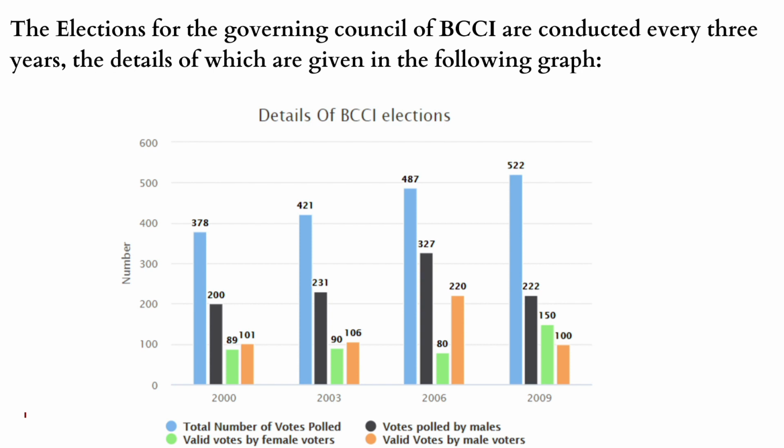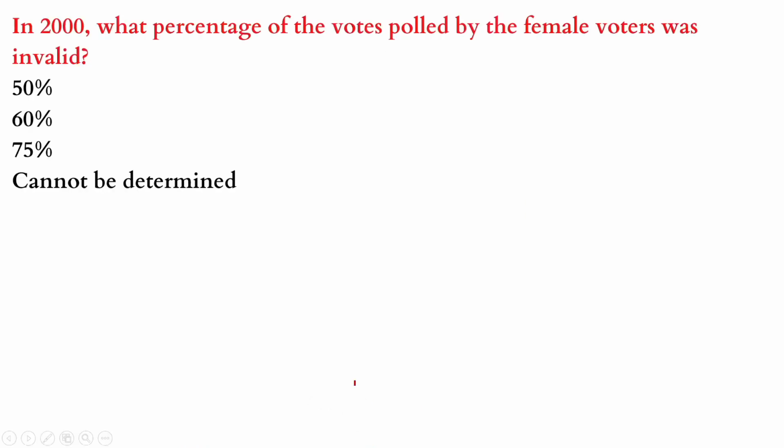The elections for the Governing Council of BCCI are conducted every 3 years, the details of which are given in the following graph. You can see the elections for the 4 years, from 2000 to 2009. This blue bar represents the total number of votes polled. This black one represents the votes polled by male, and the green one represents the valid votes by female voters, and this last part represents the valid votes by male voters. So the question is, in 2000, what percentage of the votes polled by the female voters was invalid?